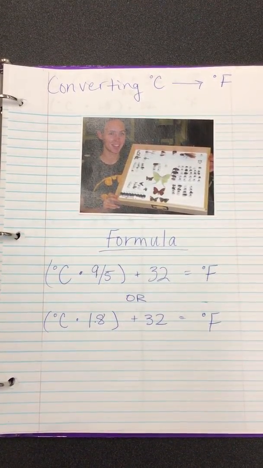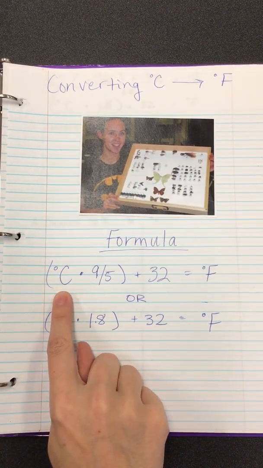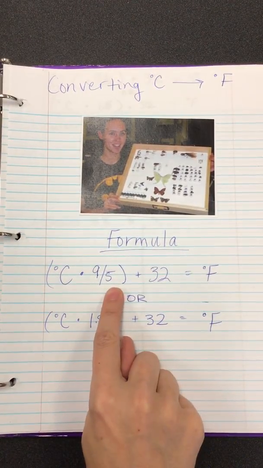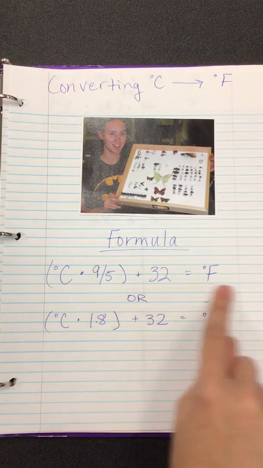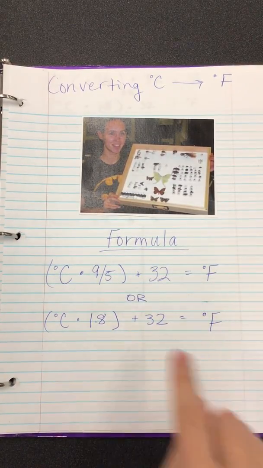In this, we'll be converting temperatures that are in degrees Celsius into degrees Fahrenheit using this formula. You take the degrees Celsius you're given, multiply by 9/5, and then add 32 to that to get your degrees Fahrenheit. Or you can think of it this way.